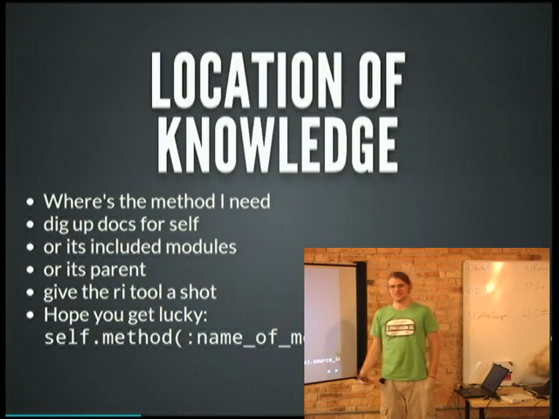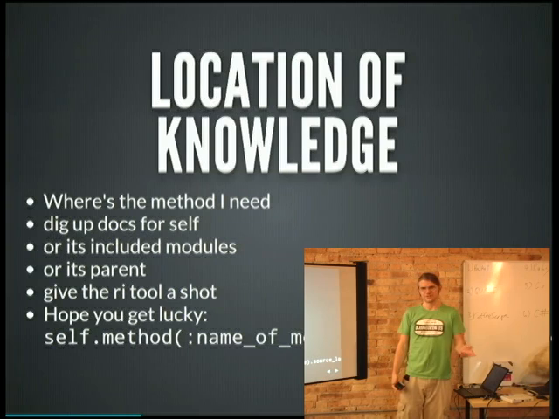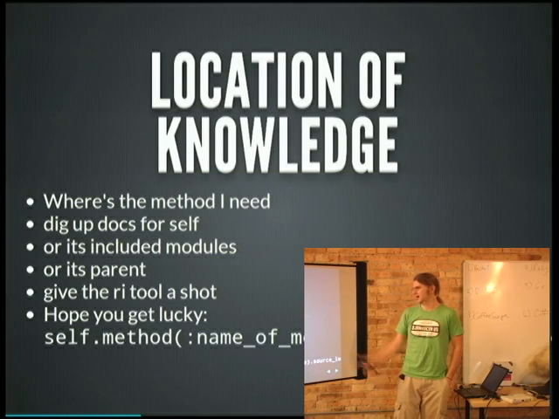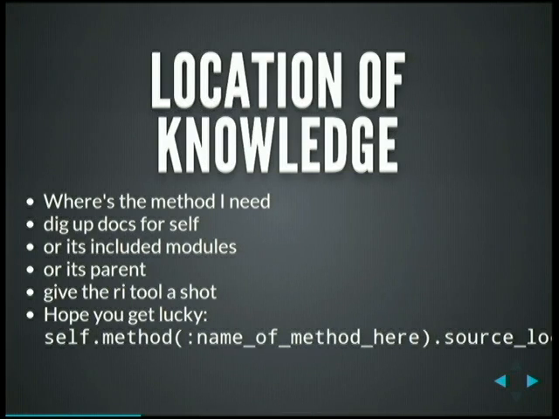You can either dig up the docs for whatever self returns, or if you set a breakpoint at that location, you can take a look at self. Hopefully it's there. If it's not, you take a look at its included modules. If it's not there, you take a look at its parent, and then you repeat the process with its parent. If you're really lucky, RI will give you the information you need.